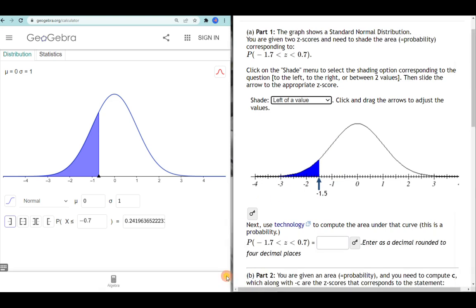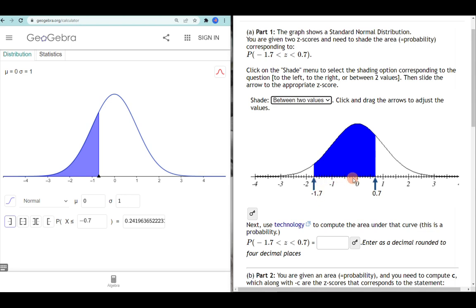As a last example, if we want to find the probability that a given z-score is larger than negative 1.7 but less than 0.7, in other words, between the values of negative 1.7 and 0.7, we're going to select between two values as an option because I want my z-score to be between these two. So I need to grab these and drag negative 1.7 on the bottom and a positive 0.7 on the top. That's our statement. Again, this is saying the probability that my z-score lies between negative 1.7 and 0.7.